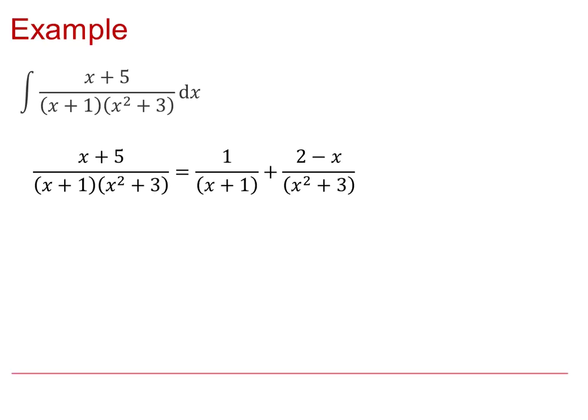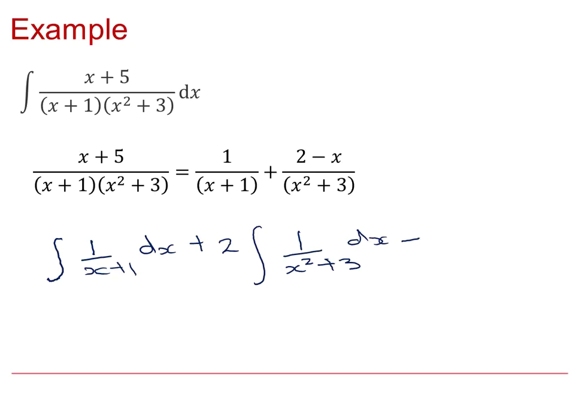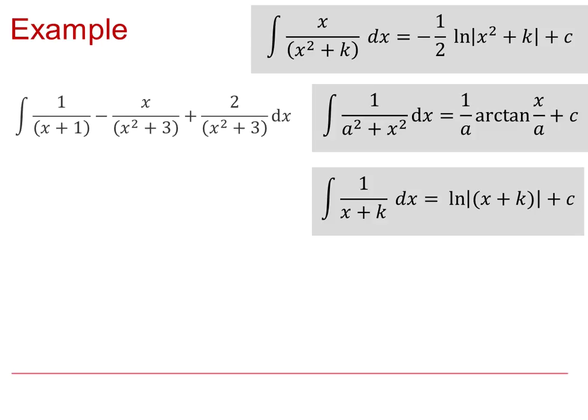And so we can now write the integral in the form of 1 over x plus 1 dx plus 2 over x squared plus 3 dx minus x over x squared plus 3 dx. In the grey boxes, the standard results for integration are written, just so you can see where I'm getting my working from.